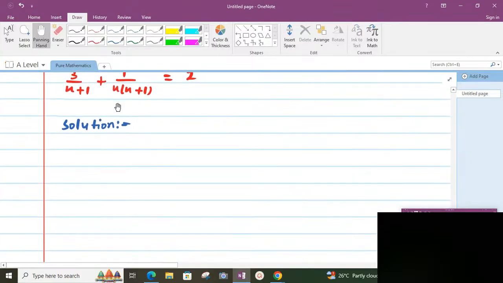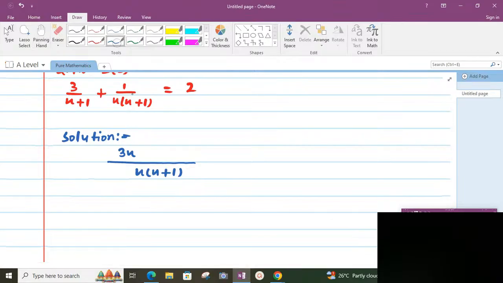Now take the LCM. Here LCM will be x plus 1. So here will be 3x and here will be plus 1 equal to 2. Hope that there is no problem to understand up to this step.